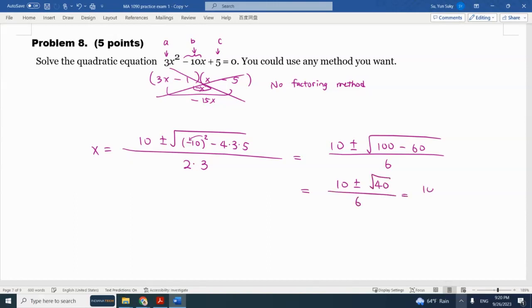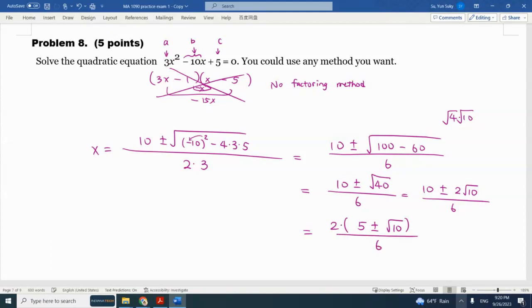40 is like 4 times 10. But when you do square roots, square root of 4 is 2. So 2 and square root of 10 divided by 6. You can factor out the 2. We get 5 plus or minus square root of 10 all over 6.